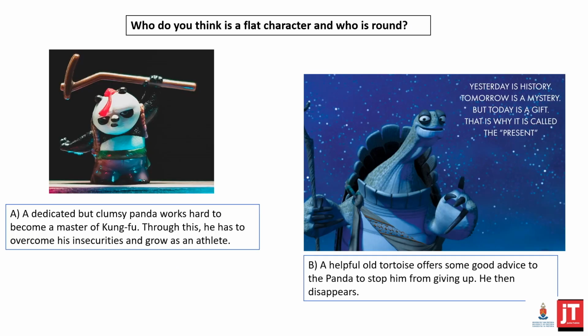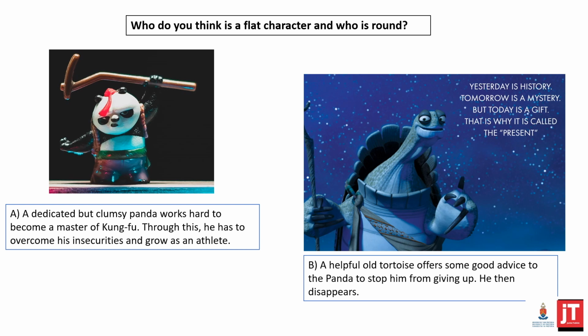Let's play a game called Who Do You Think is a Flat Character and Who is Round? Contestant number 1 seems to be an awfully healthy looking panda, who's very fierce and learning Kung Fu. And it says in his character description that he is a dedicated but clumsy panda who works hard to become a master of Kung Fu. Through this, he has to overcome his insecurities and grow as an athlete. I'm seeing a lot of growth. I'm seeing a lot of layers here. I'm not sure if you're responding in the same way, but I am leaning towards round.